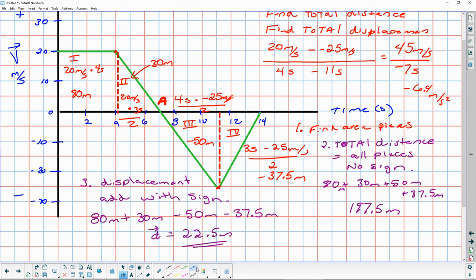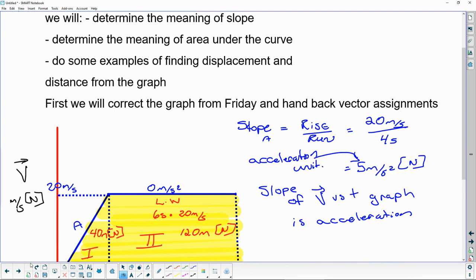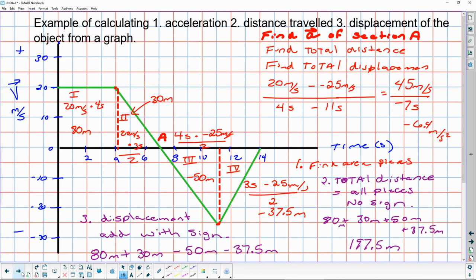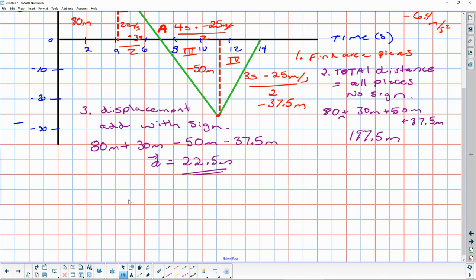All right. So let's take a look at our outline here, what we're looking for. Okay, so area under the curve, that's distance or displacement. Slope, that's acceleration or deceleration, depending if it's negative or positive. And we did some examples. So I'll leave you today with a graph to work out, and then we'll start next period by analyzing that graph, just like we did this one.